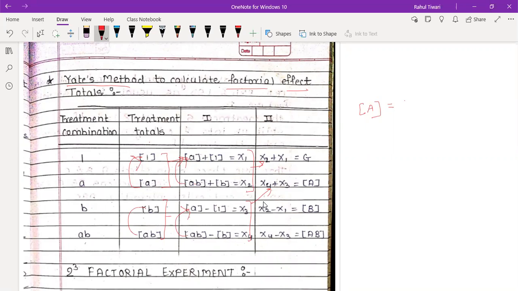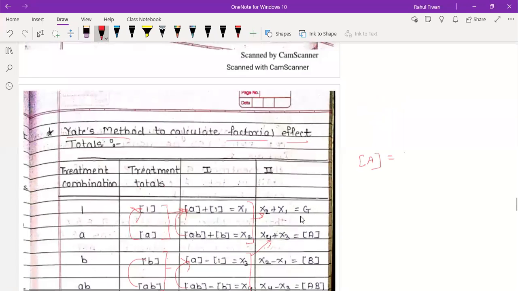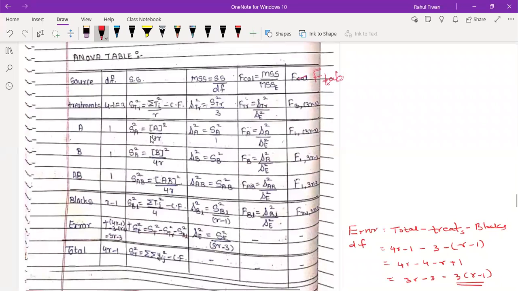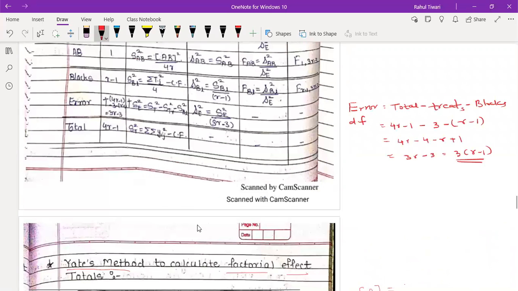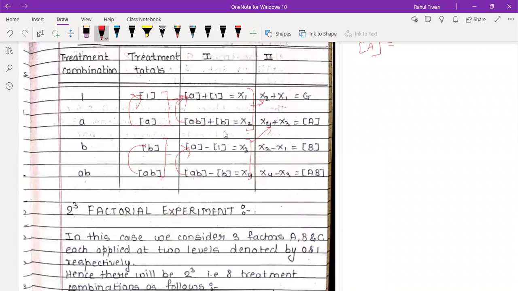So you can understand this is basically the factorial effect A. This is the factorial effect B. This is the factorial effect AB. And once you get these values, you can substitute here. You can just square it, divide by 4r, and you will get the sum of squares for treatment A. Similarly, treatment B, treatment C. So with this, your 2 raised to 2 is over.